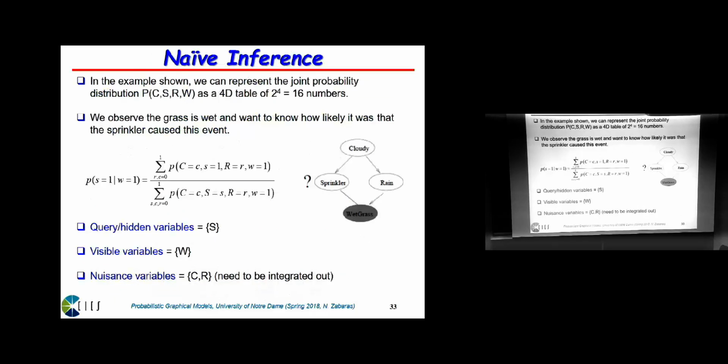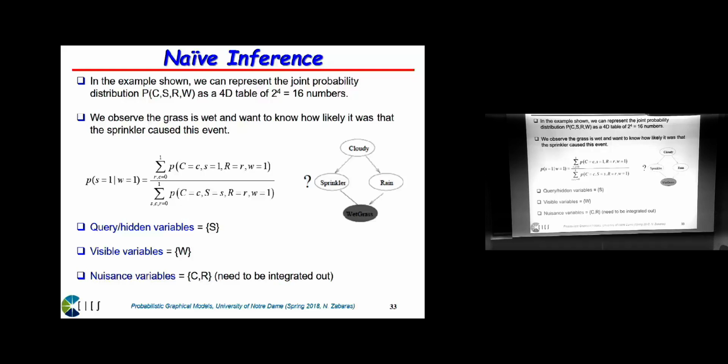So in our sprinkler problem, W is the visible variable. The hidden variable, in this particular case, is whether the sprinkler is on or off. Cloudy and rain are really hidden variables too, but I call them nuisance variables, in the sense that I only want to estimate if the sprinkler is on or off. I don't really care about cloudy and rain. They are hidden variables that I have no interest in estimating.